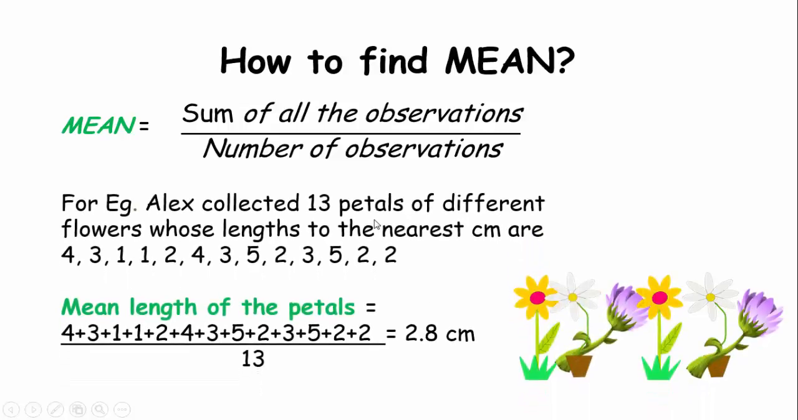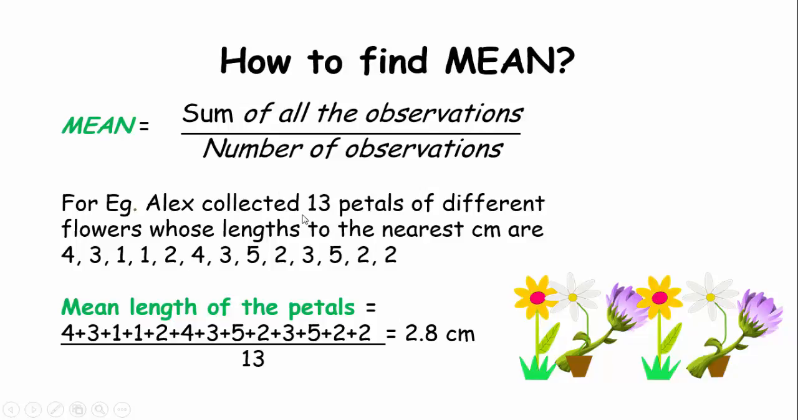Alex collected 13 petals of different flowers and he measured their lengths and recorded them to the nearest centimeter, and these were his measurements. So 4 centimeters, 3 centimeters, 1, 1, 2, 4, and so on. Now how to find the mean length? Just add them all up. So 4, bring down the 3, 1, 1, plus 2, plus 4, and so on.